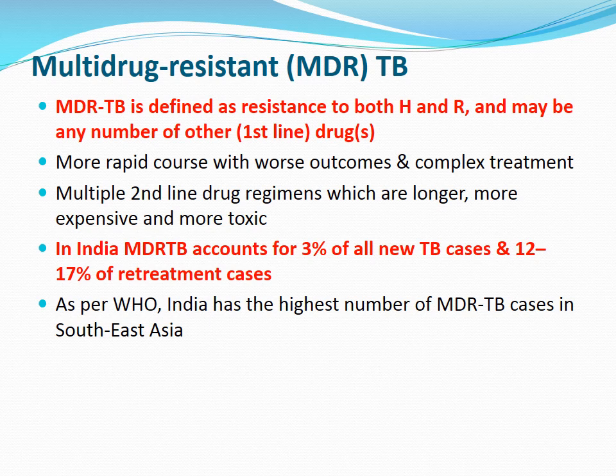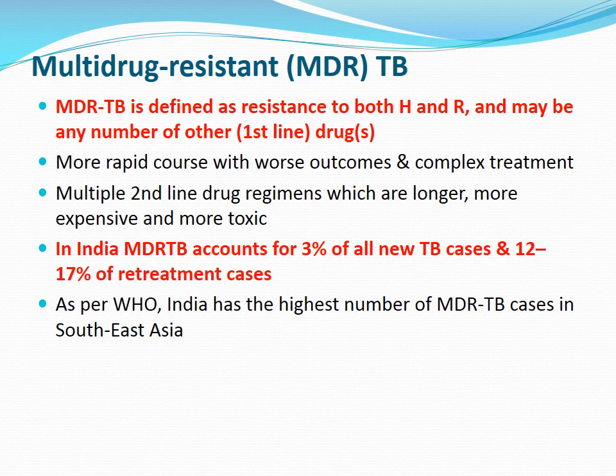Now multiple second line drug regimens are available for the MDR-TB, which are longer, more expensive and more toxic. Obviously we are going to give them more drugs, so toxicity will be more. Taking into account the incidence of MDR tuberculosis, it is 3% in new tuberculosis cases, while 12 to 17% in retreatment cases. Okay, so that is quite a high incidence. As per WHO, India has the highest number of MDR tuberculosis cases in the Southeast Asia region. So we are at a higher risk.